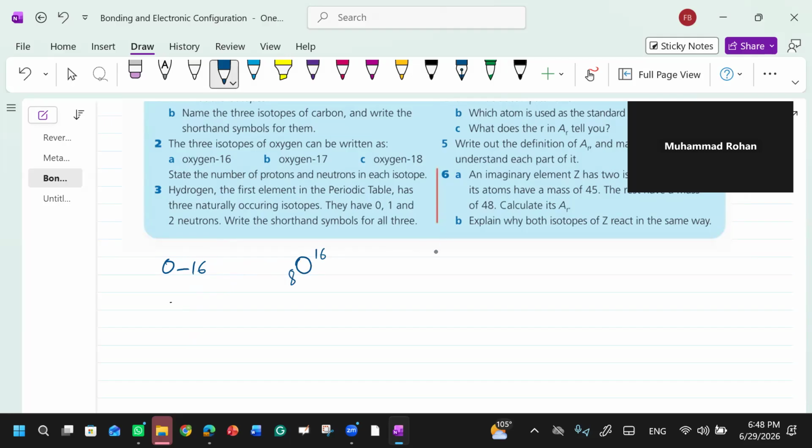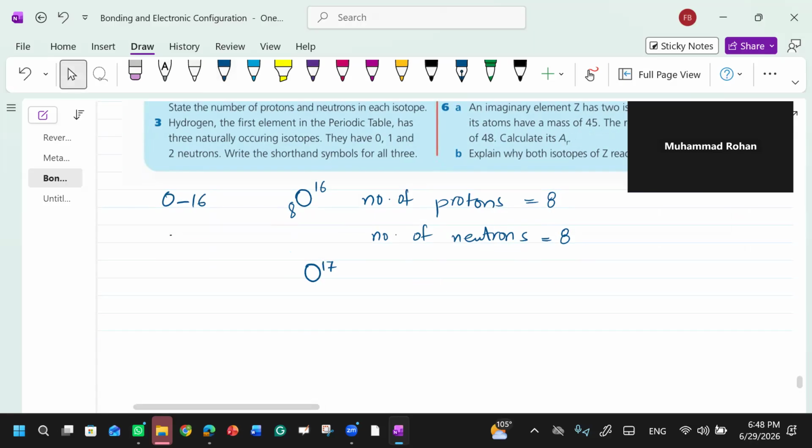Now can you tell me the number of protons in it? Protons are 8. What about the number of neutrons? Neutrons are also 8. Electrons will also be 8. Now we have oxygen 17. Neutrons are 9, but protons and electrons are 8.